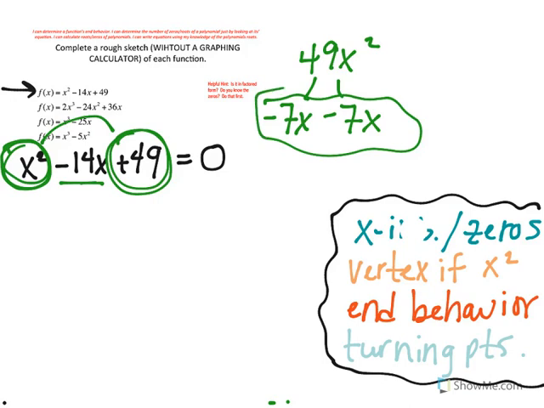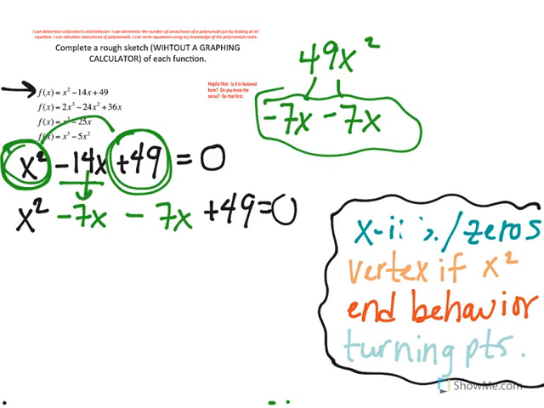That's my set of factors that I need, and so I'm going to rewrite my function as x squared minus 7x minus 7x plus 49 equals 0. And keep in mind, all I did was take out negative 14x and replace it with its two factors that add up to negative 14x. Okay. From here, I group the front two together and I group the back two together.